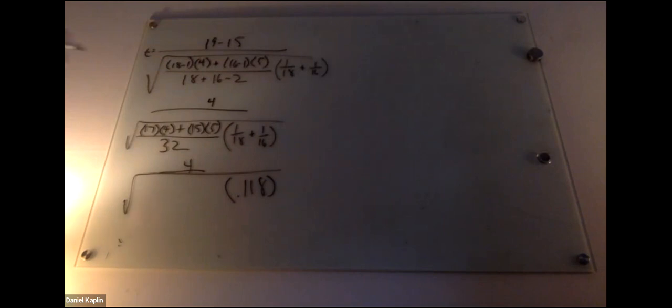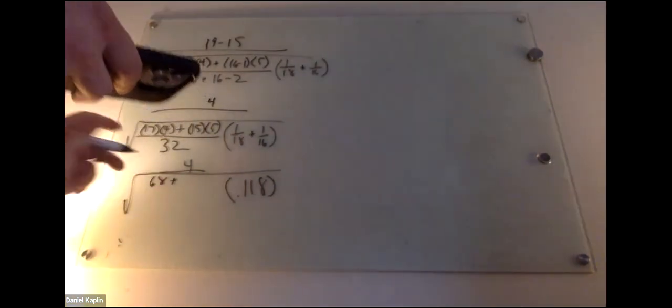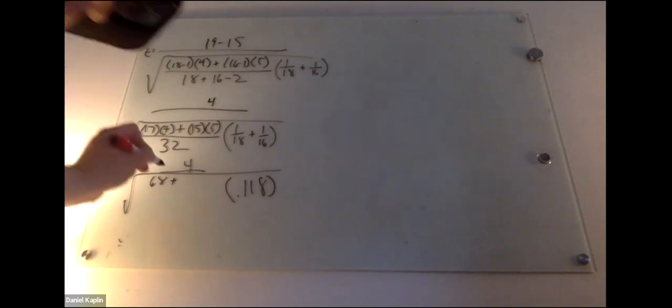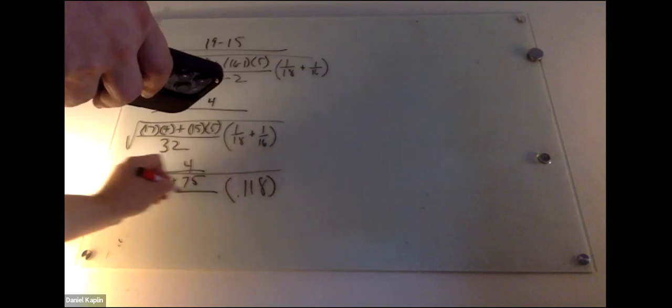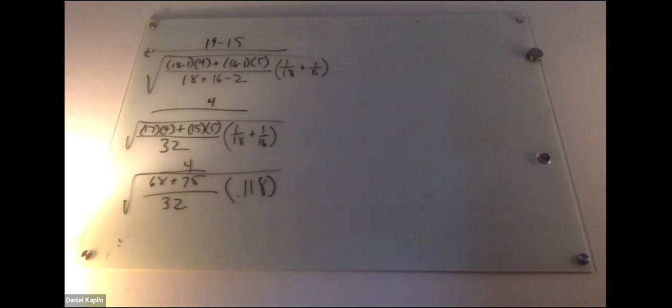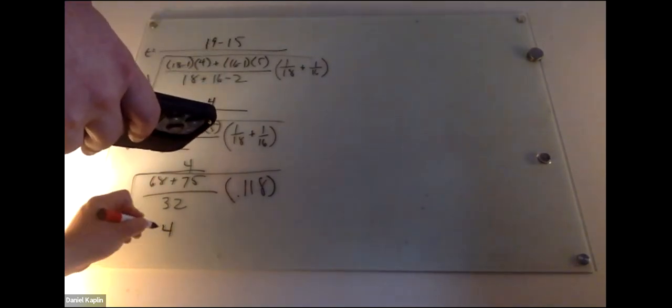No problem. And now we do 17 times 4, which gives us 68, plus 15 times 5, which gives us 75. This is all going to be divided by 32. So 75 plus 68 gives us 143. So let's continue our formula.